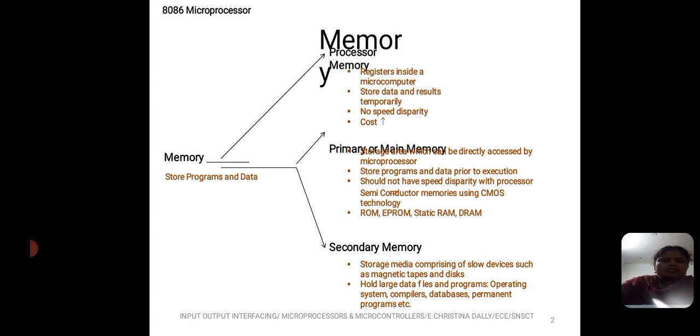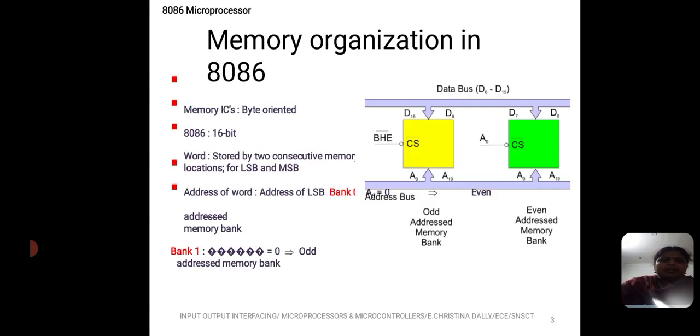Semiconductor memory uses CMOS technology. We have ROM, EEPROM, static RAM, and dynamic RAM. The last one is the secondary memory. We have storage media comprising slow devices such as magnetic tapes and disks. It is used to hold large data files and programs, operating systems, compilers, databases, permanent programs, etc. So this is the memory organization in 8086.